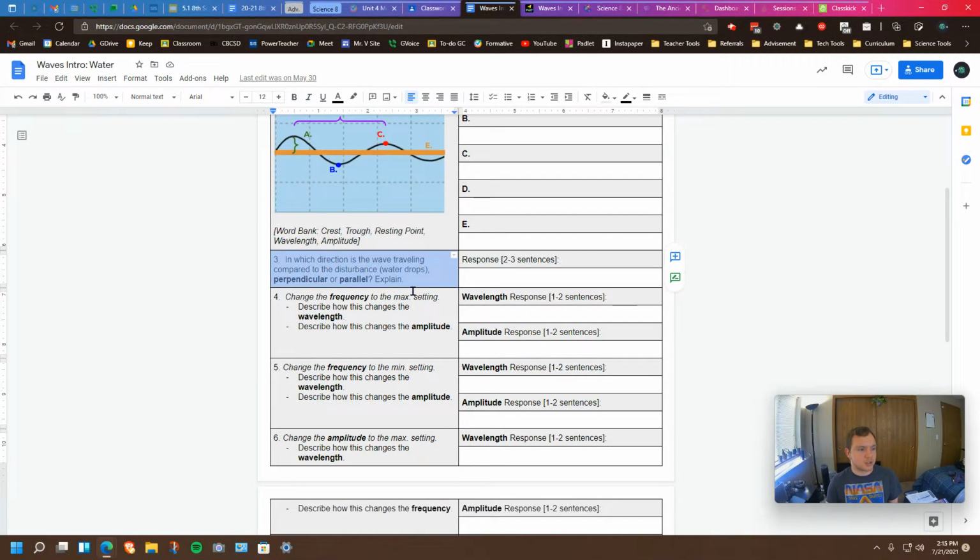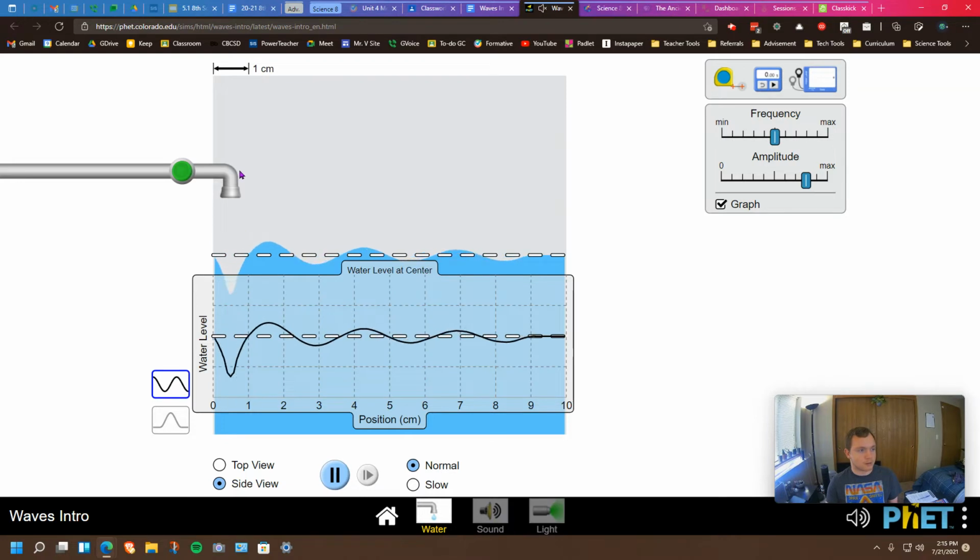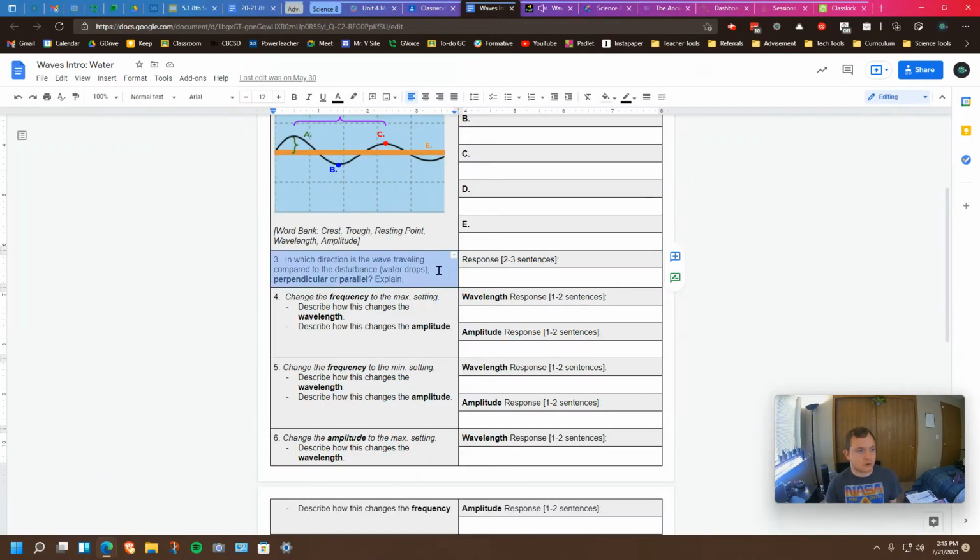So in which direction is the wave traveling compared to the disturbance, which is the water drops? So notice we got water droplets are moving up and down, right? They're coming from here, they're going up and down. And that's kind of the way the wave is bobbing when it's first created. But then what direction does the wave travel? It travels towards the right. Same thing on the screen here. So we have the wave when it's created is up and down, but it travels left to right. So those are opposite. They're not in the same direction. So you'd probably say that this is perpendicular.